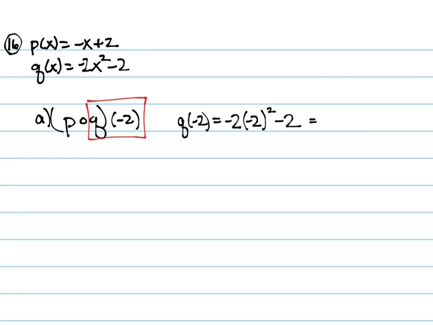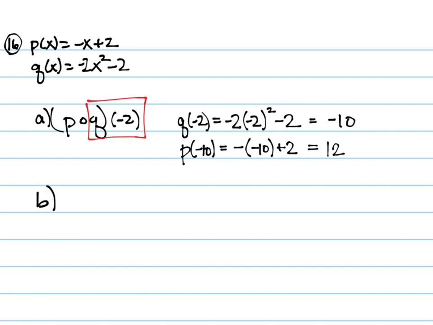All right, so we have lots of negatives here. What is negative 2 squared, working inside out? Positive 4. And then positive 4 times the negative 2 at the beginning would be negative 8. And negative 8 minus the 2 at the end would be negative 10. Good job. All right, cool. And then we're going to take the P equation and plug in that negative 10. So in P, I have negative times my new negative 10 plus my 2. What is negative of negative 10? Positive 10. And 10 plus 2 would be 12.